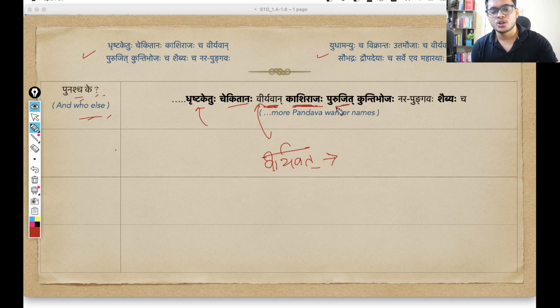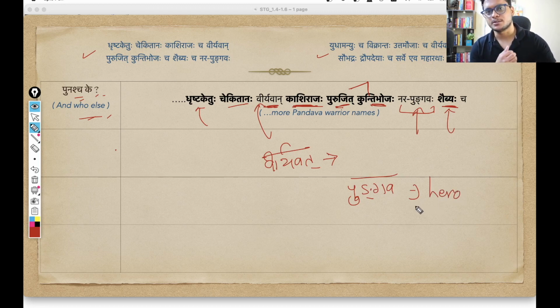Then you have other warriors. You have Purujit, you have Kunti Bhoj. Both of these warriors were the brothers of Kunti. Who was Kunti? Kunti was the mother of Pandavas. Then you have Shaibya. Shaibya again another warrior, and he is being addressed as Narpungavaha. So Pungava means hero, or the most eminent person. And Narpungava is a combination word. This is a samas. And this simply means the hero among all other men. Nar simply means men. Right?